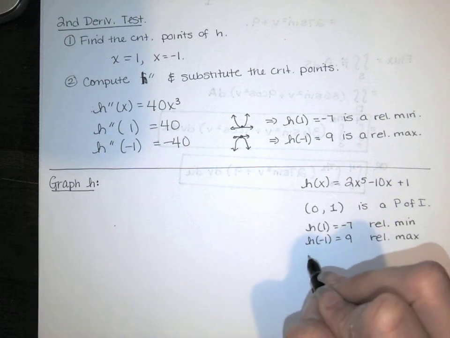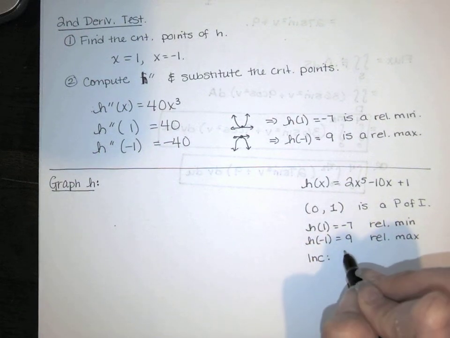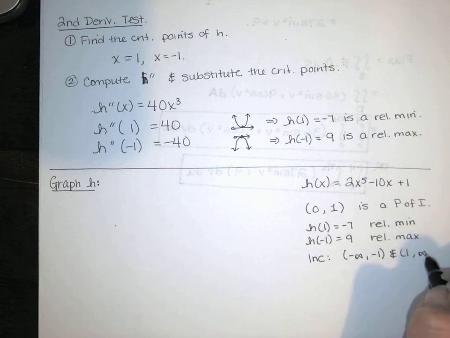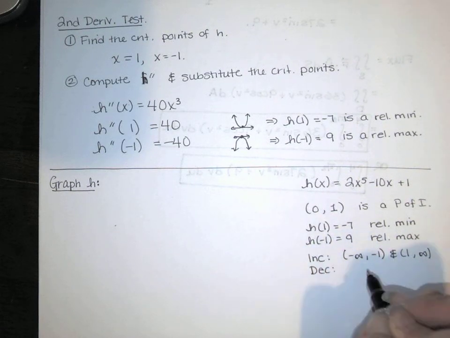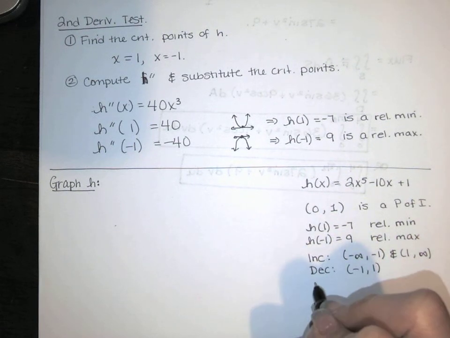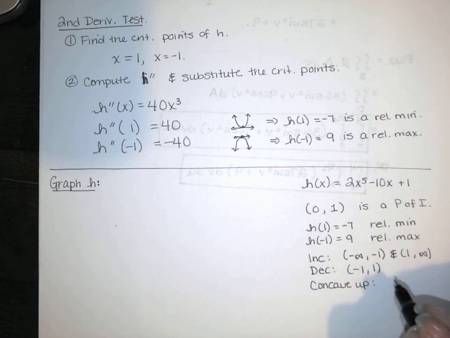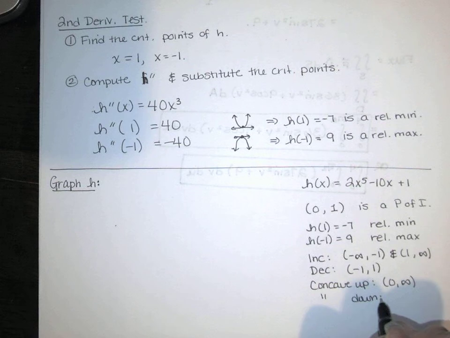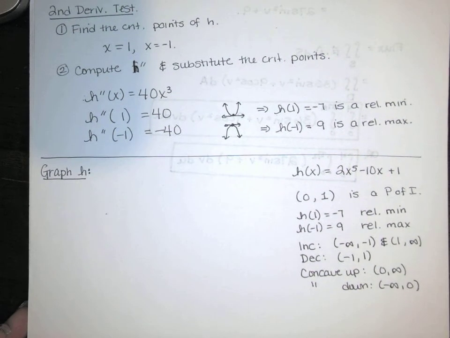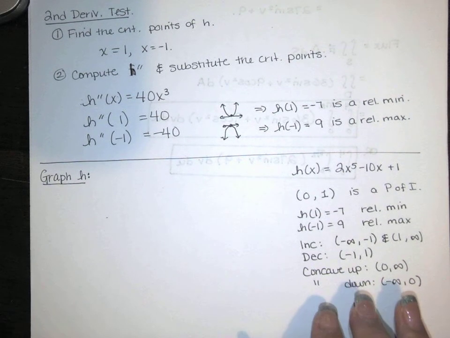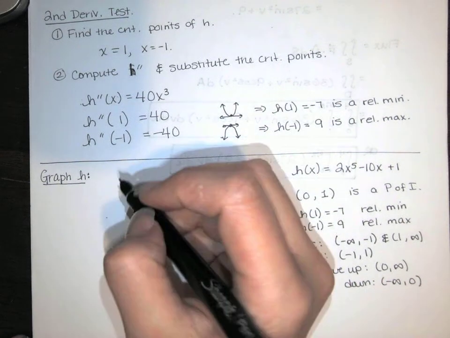We know that the graph is increasing on the interval from -∞ to -1, and on the interval from 1 to infinity, and the graph is decreasing on the interval from -1 to 1. We know the graph is concave upward on the interval from 0 to infinity, and the graph is concave downward on the interval from -∞ to 0. I think that's enough to graph this thing. It's not going to be a perfect graph, but I can sketch a lot. I know a lot about this function just based on this.